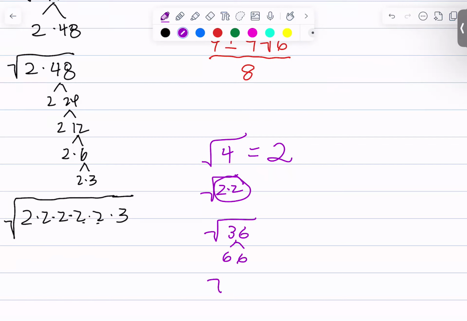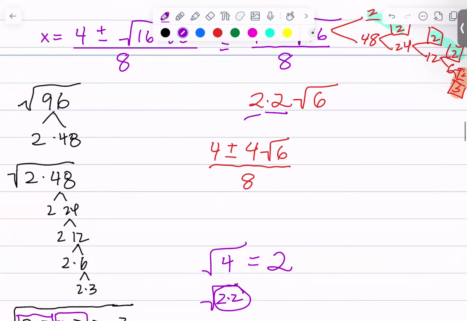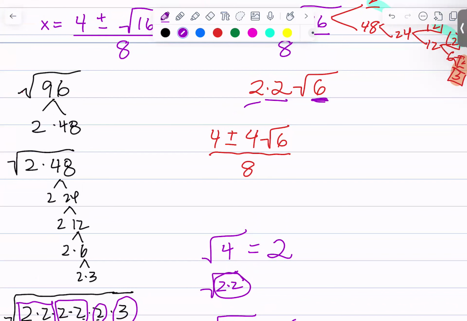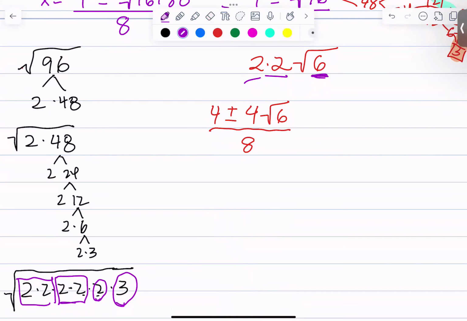Correct? So we got one pair of 2's, 2 pairs of 2's. So that's why up here I have 2 times 2. And then what's left over, since this 2 here doesn't have a pair, it has to stay inside with this 3 that doesn't have a pair, so 2 times 3 is 6. That's how I got this 6 up here. And then 2 times 2 is 4. So that's how we got 4 square root of 6. And we can do this with any number.